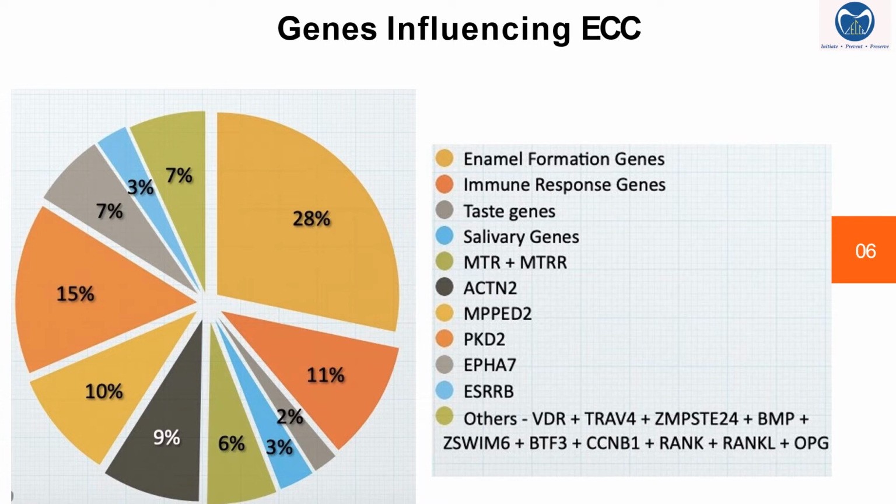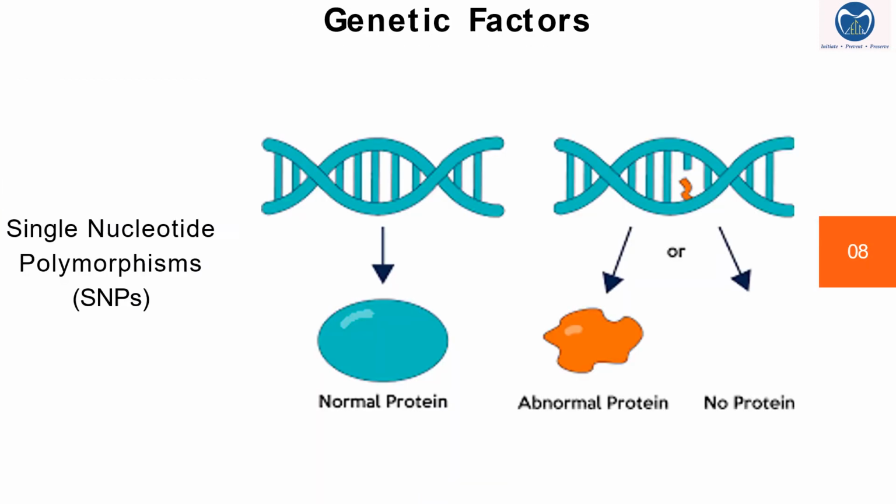There are many genes which can influence the susceptibility to ECC, and studies have been conducted on these families of genes. But how do these polymorphisms bring about a change in the susceptibility? That is mainly because these polymorphisms result either in the formation of abnormal protein or no protein at all during the transcription and the translation processes, thus resulting in increased susceptibility to diseases.